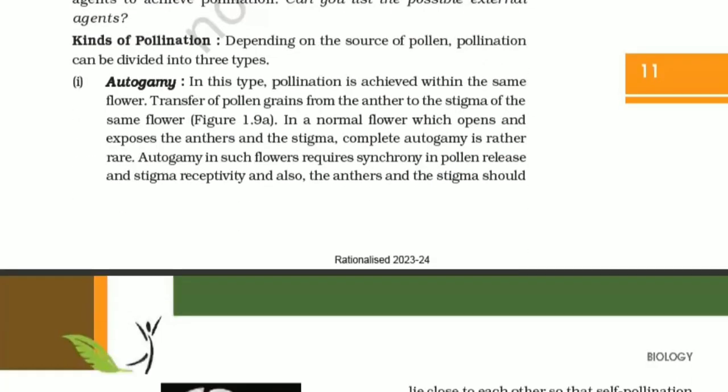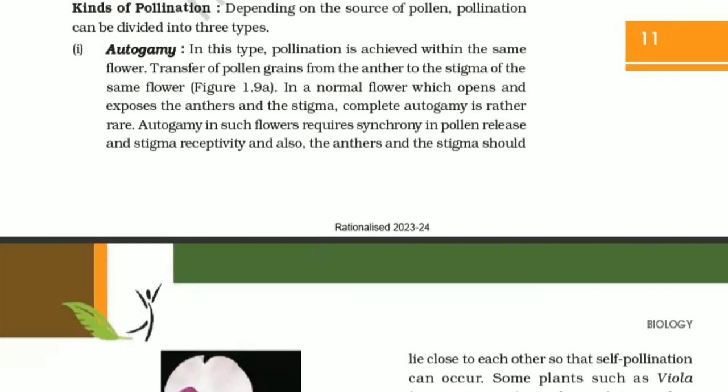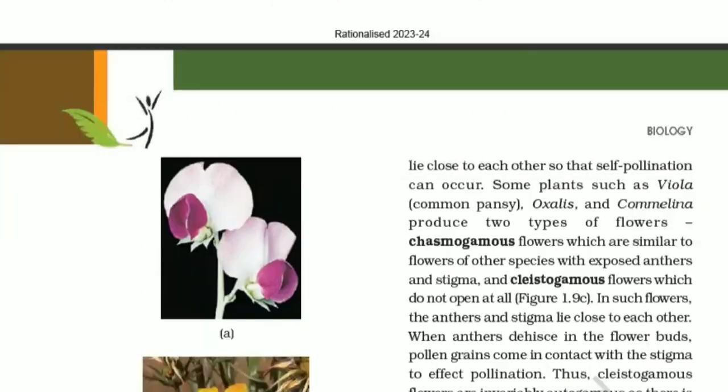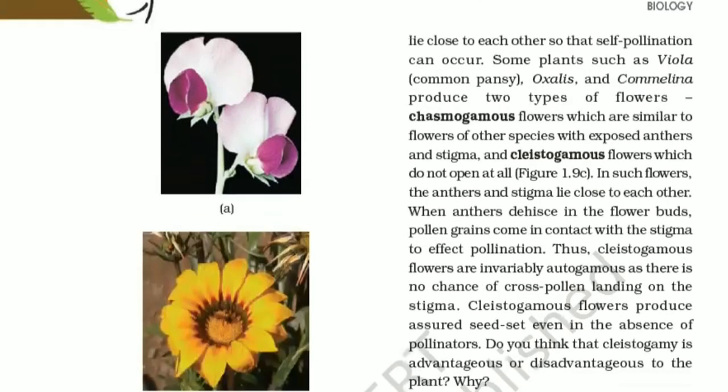Kinds of pollination. Depending on the source of pollen, pollination can be divided into 3 types. Number 1, autogamy. In this type, pollination is achieved within the same flower. Transfer of pollen grains from the anther to the stigma of the same flower, as shown in figure 1.9a, in a normal flower which opens and exposes the anthers and the stigma. Complete autogamy is rather rare. Autogamy in such flowers requires synchrony in pollen release and stigma receptivity, and also the anthers and the stigma should lie close to each other so that self-pollination can occur.